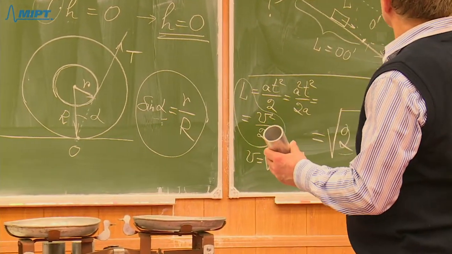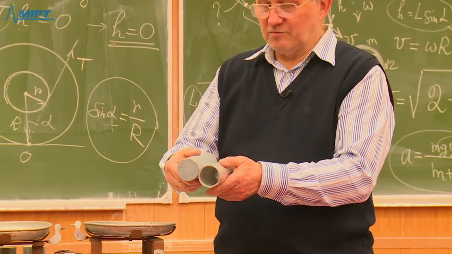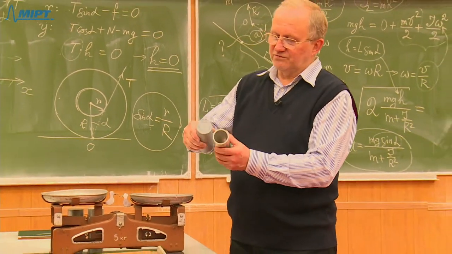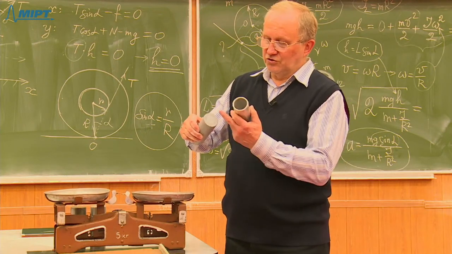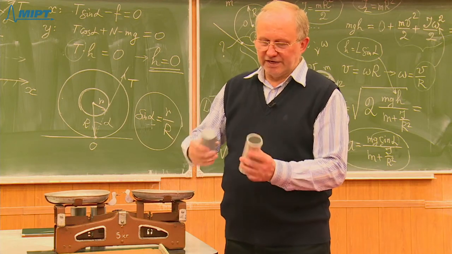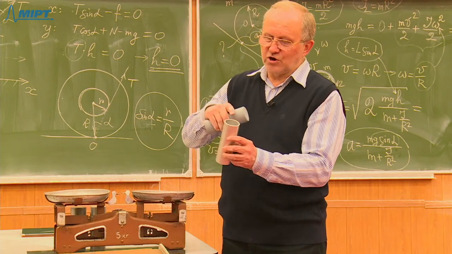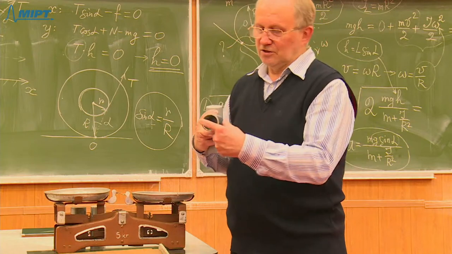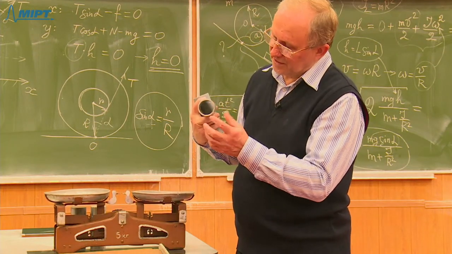Exactly what we need according to our formulas. The radius must be the same, and the mass is the same. But the distribution of mass is different. In this cylinder, the mass is distributed evenly. It's a uniform distribution of mass over the cross-section of the cylinder. And here, the distribution of mass is obviously non-uniform. Practically all the mass here is concentrated along the circle, along the surface of this cylinder. It may be considered as a hoop.